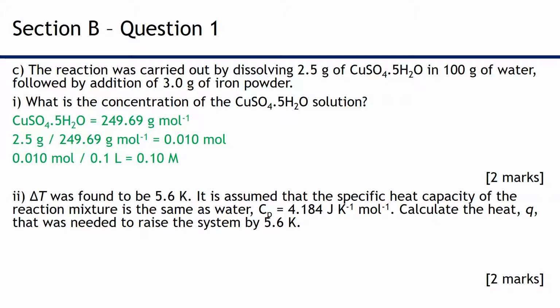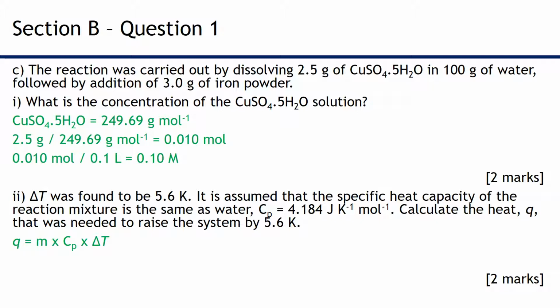And then in part II, you're told that delta T was found to be 5.6 Kelvin. It is assumed that the specific heat capacity of the reaction mixture is the same as water, Cp equals 4.184 joules per Kelvin per mole. Calculate the heat, Q, that was needed to raise the system by 5.6 Kelvin. So this is a case of remembering how all these values are linked together. Heat, Q, is mass of the system multiplied by the specific heat capacity multiplied by the change in temperature.